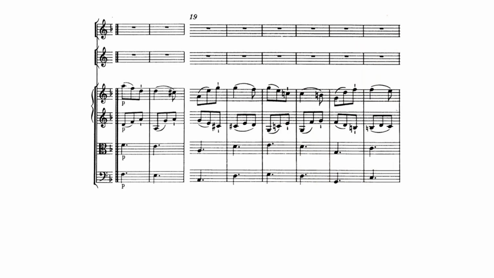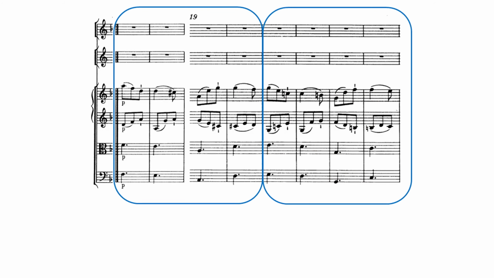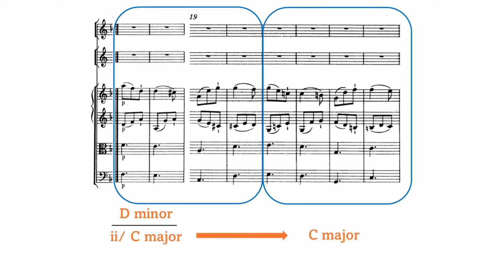The beginning of the first episode displays a modulating passage, structured as a 2-part stepwise descending sequence. It starts in D minor, which is the relative minor of the initial key, but this is soon to be retroactively interpreted as the second degree of the destination key, which is C major, the dominant of the initial key.